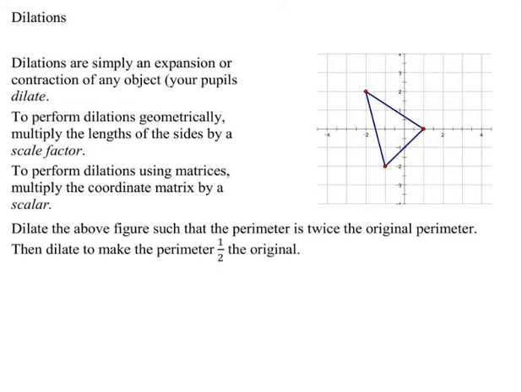So, for example, dilate the above figure such that the perimeter is twice the original perimeter. That means I'm going to multiply this by a scale factor of 2. Then dilate to make the perimeter 1/2 the original.